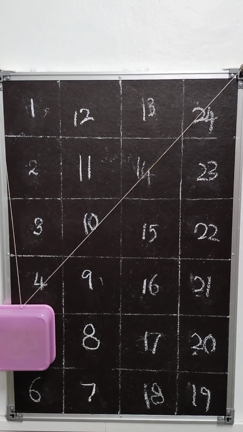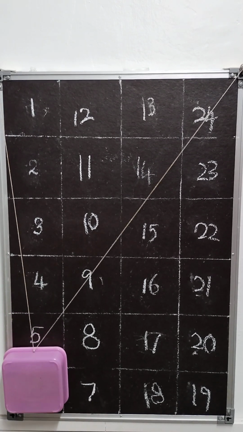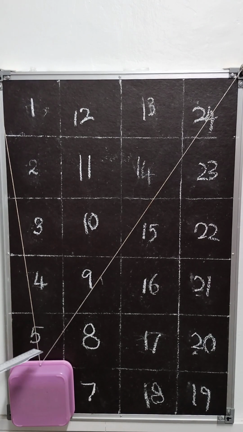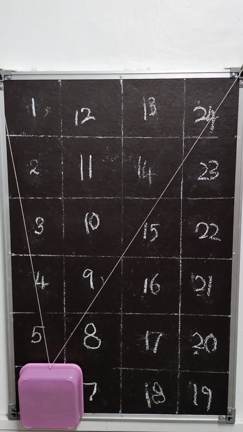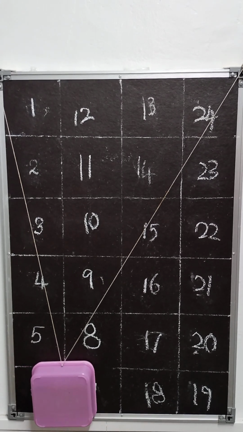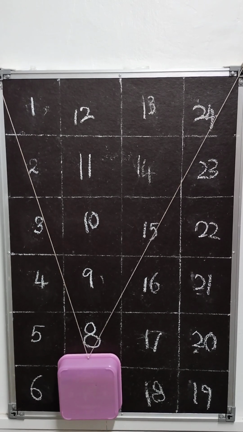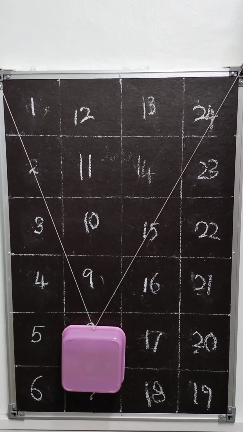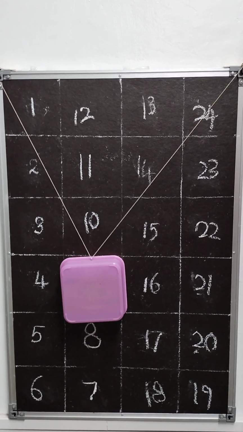The mechanism here is that there are two pivot points. There is one pivot point here. One thread is connected to the left motor at the top, and another thread is connected to the right motor at the top. So by properly adjusting the corresponding threads, we are able to make the wall cleaning mechanism move to all the places.